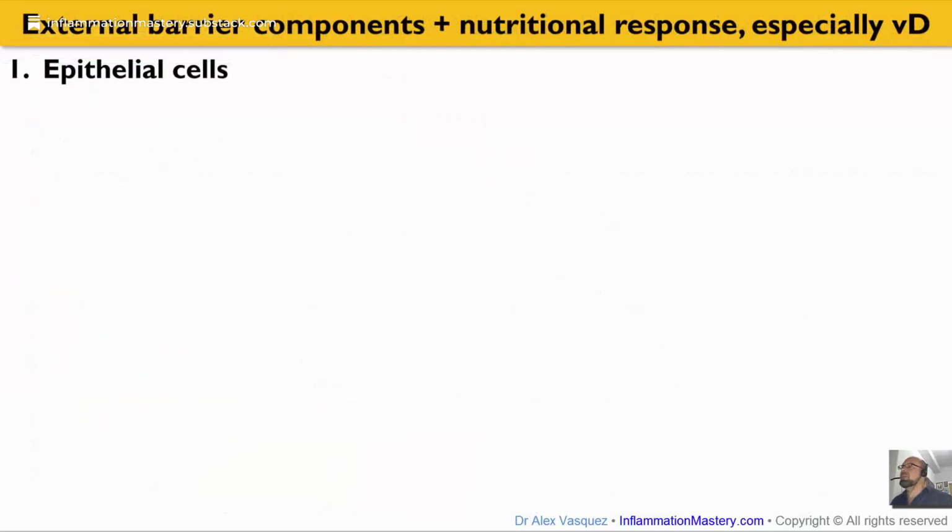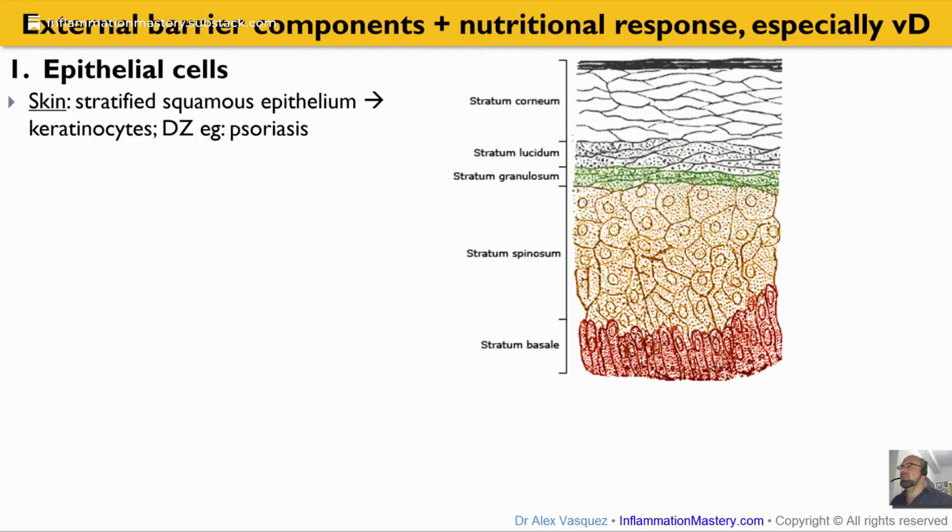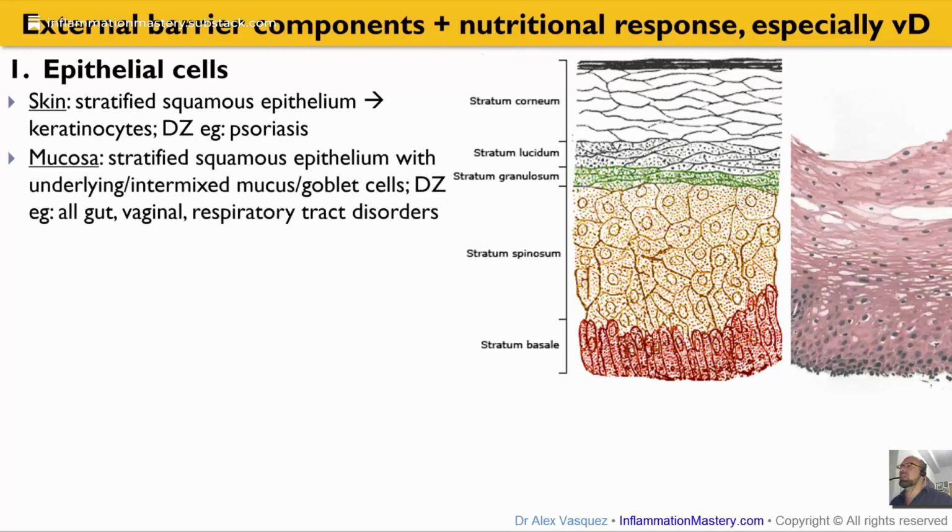So let's start our review of the external barrier components by focusing in on the epithelial cells, which form the bulk of that external barrier. So when we're looking at the skin, we're mostly talking about stratified squamous epithelium and keratinocytes, and these are active in the disease that we all know about, which is psoriasis. When we talk about the mucosa, we're again talking about stratified squamous epithelium, but with underlying or intermixed goblet and mucus cells.